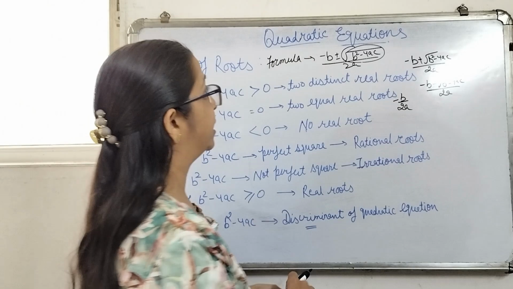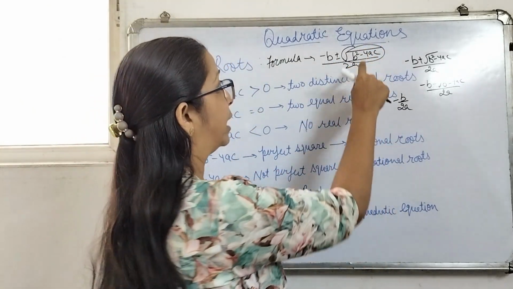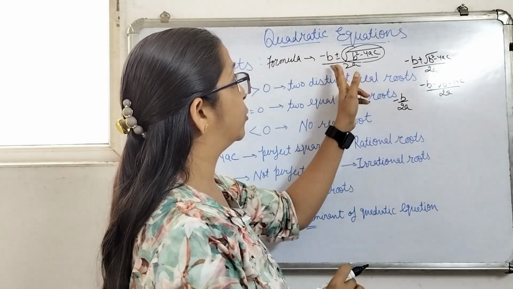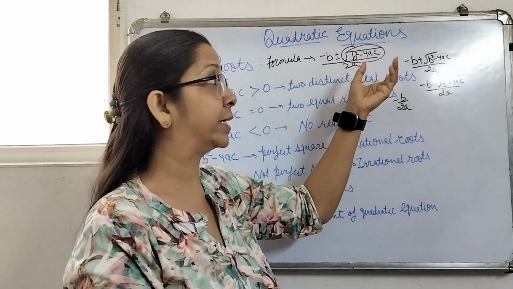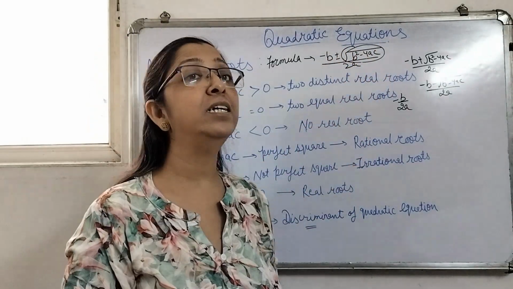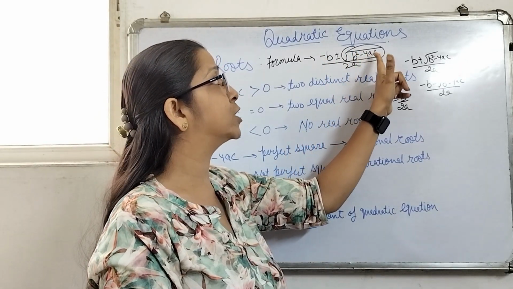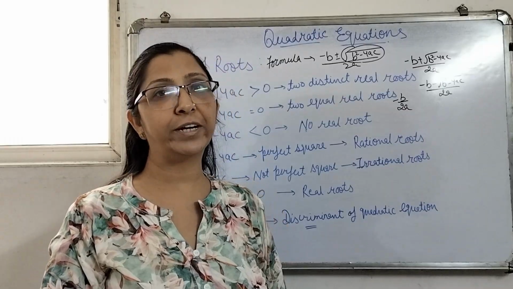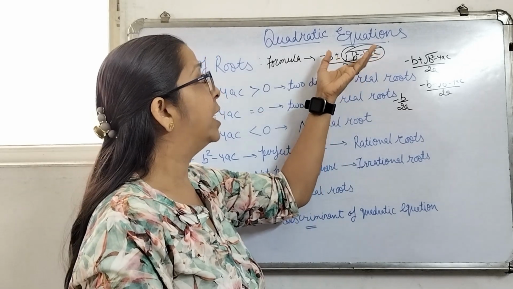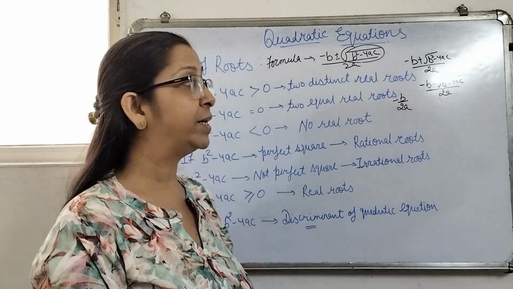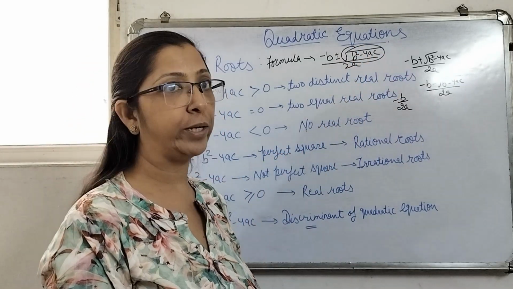Now if the value of b square minus 4ac is a perfect square, that means it will come out of the square root sign and we will be getting some value without square root sign. In that case we will be getting a rational number. Means roots will be rational if the value of b square minus 4ac will be a perfect square. If it is a perfect square, there won't be a square root sign in your roots and we will be getting a rational number.